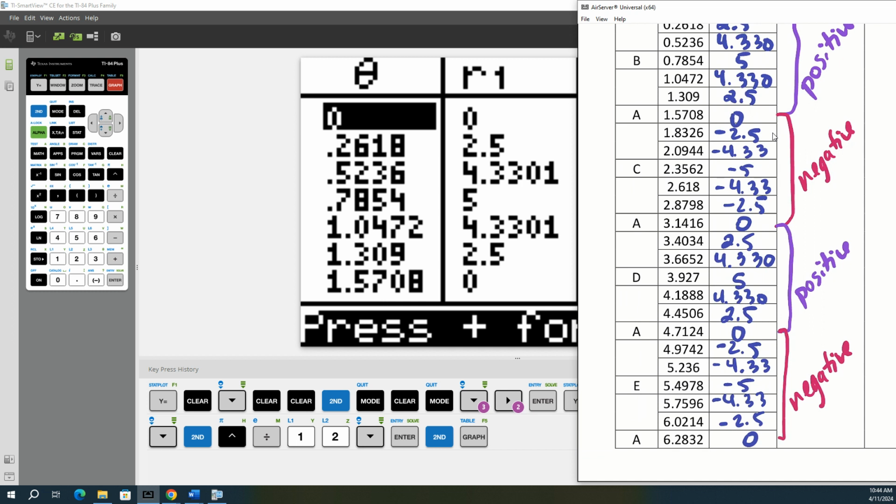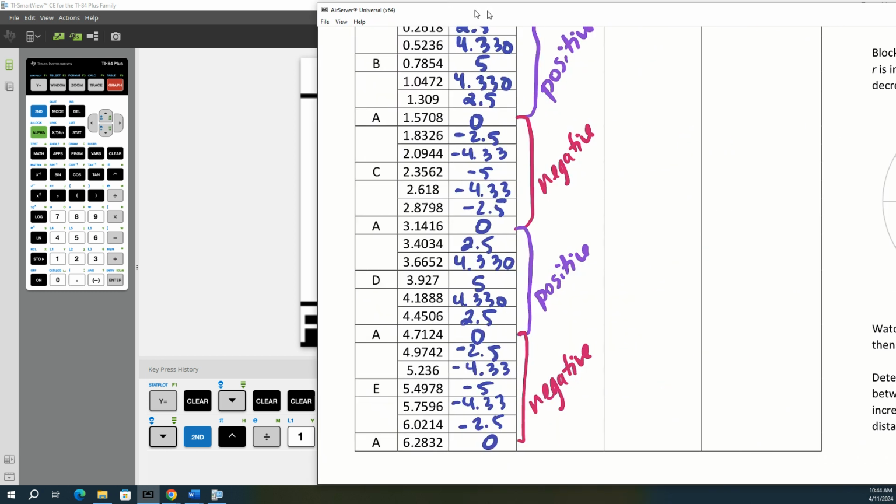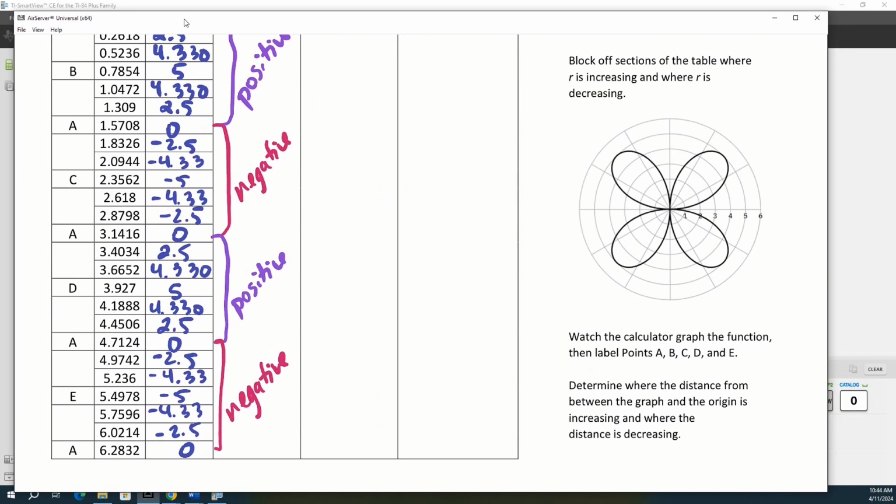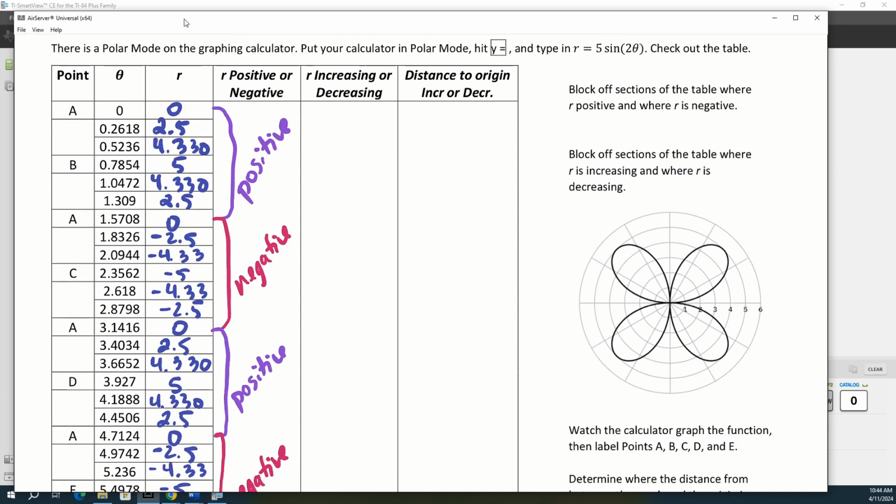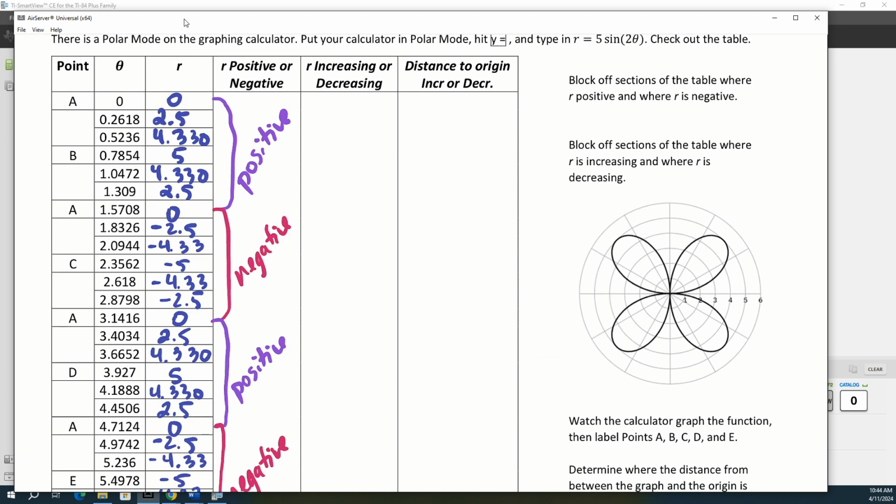All right, the next thing we're going to do is block off sections on the table where R is increasing or decreasing. All right, so I start off with 0, it goes to 2.5, that's increasing, 4.3, still increasing, 5, increasing. After 5, it starts decreasing.